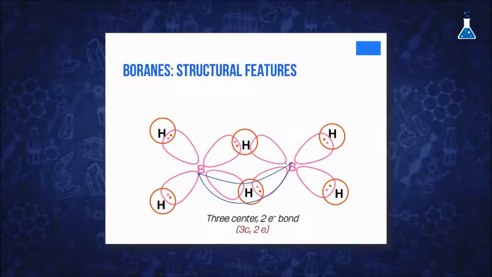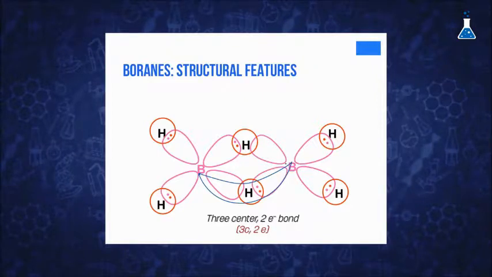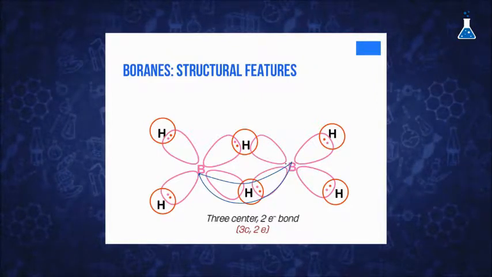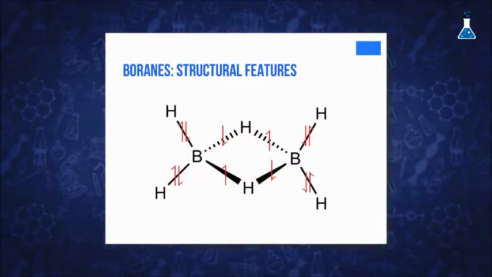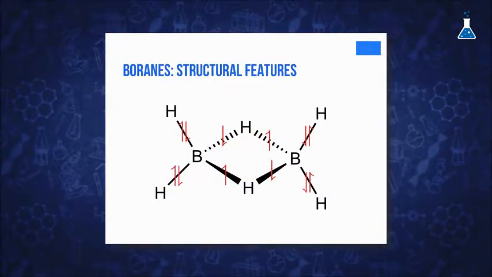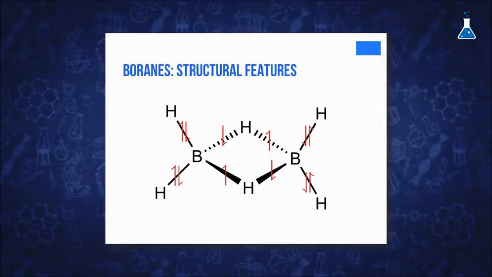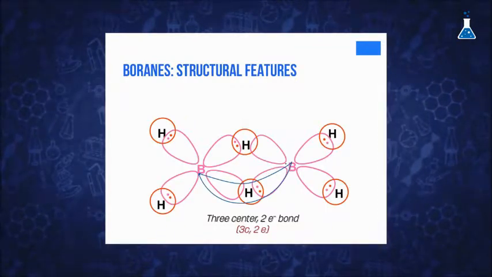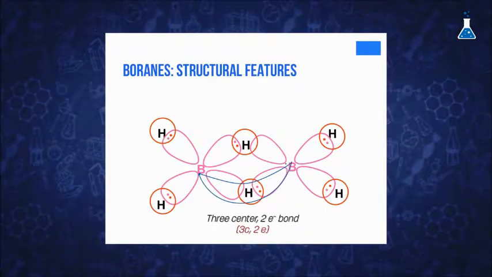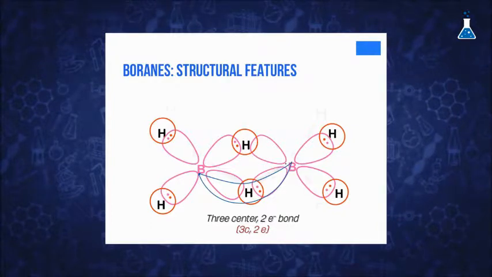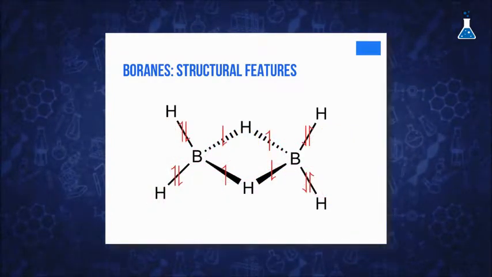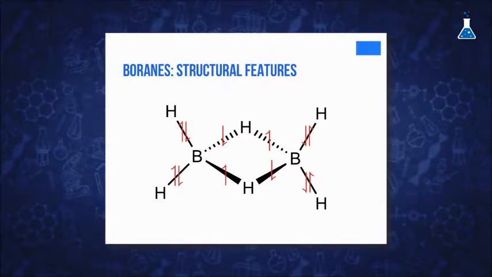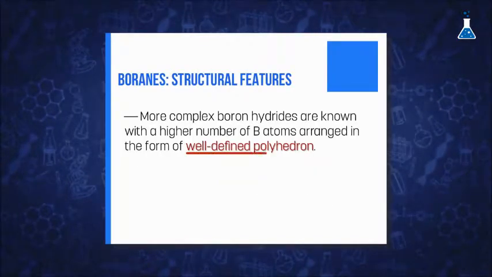Another arrangement forms the other BH3 bridge. This situation generates what is commonly known as a 3-center 2-electron bond. As a result, the bonding electron distribution of diborane is shown in the following molecular orbital diagram. This is simple as only 2 boron atoms are involved, but in more complex boranes, a higher number of boron atoms are arranged in the form of a well-defined polyhedron.